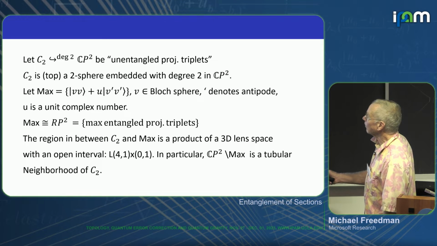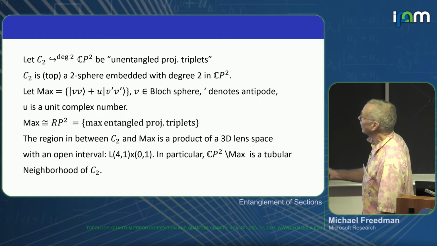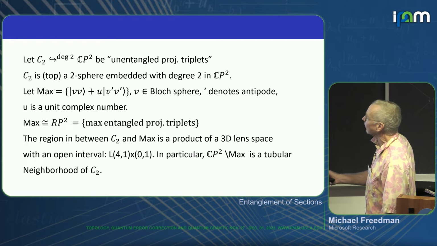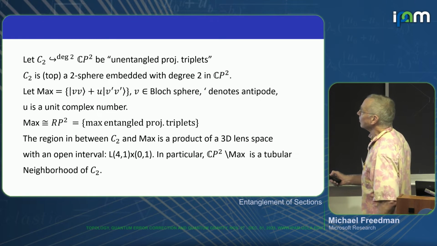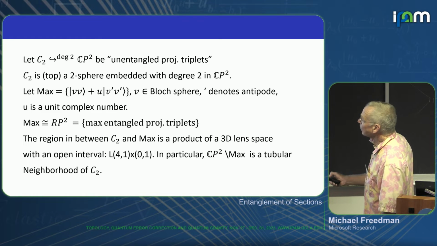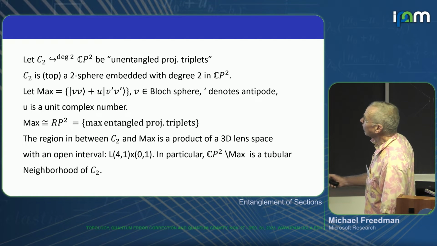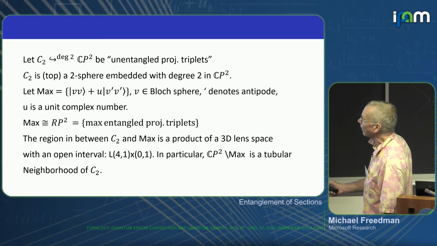tensor itself, plus some phase times prime for perp, or the antipode on the Bloch sphere, which is the perp in C2. So this is a general expression for the maximally entangled, where U is a unit complex number, so the coefficients have equal norm. That's what makes it maximally entangled.